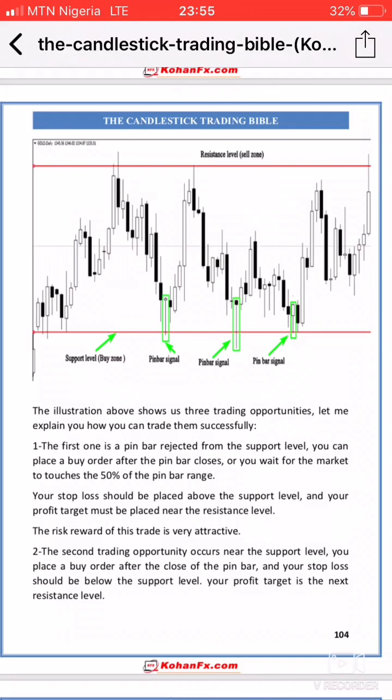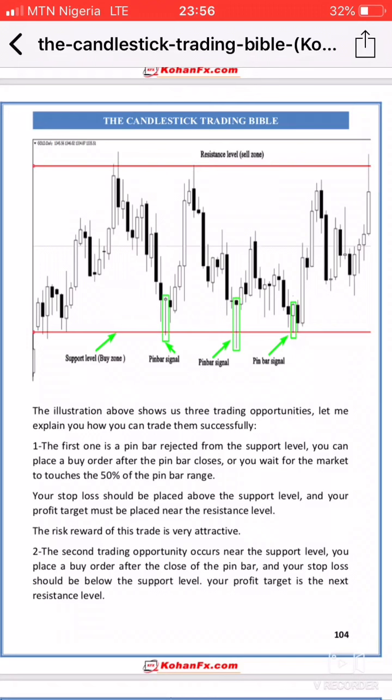Number 1. The first one is a pin bar rejected from the support level. You can place a buy order after the pin bar closes, or you wait for the market to touch the 50% of the pin bar range. Your stop loss should be placed below the support level, and your profit target must be placed near the resistance level. The risk-reward of this trade is very attractive.